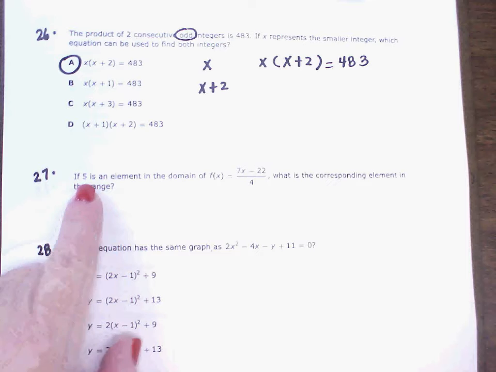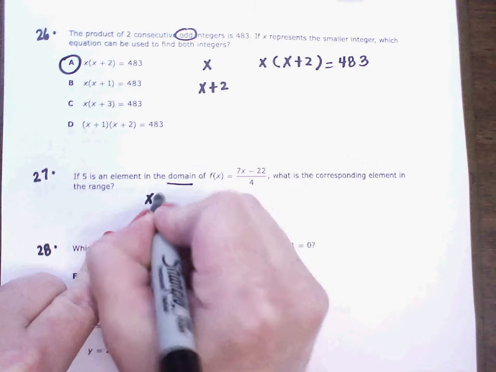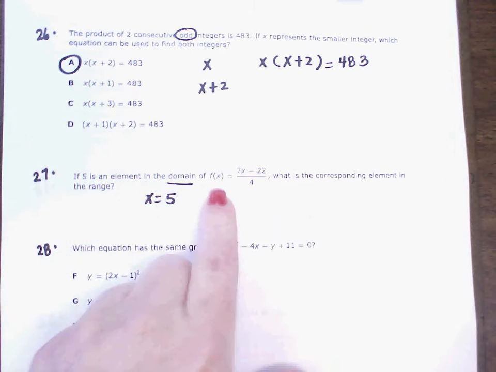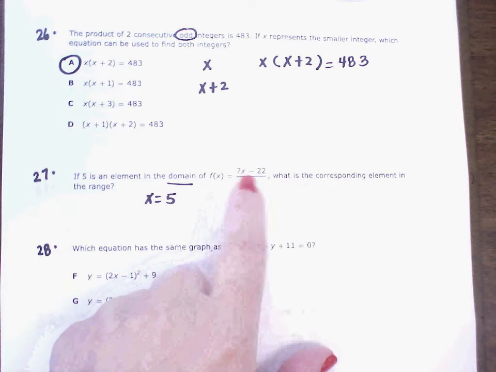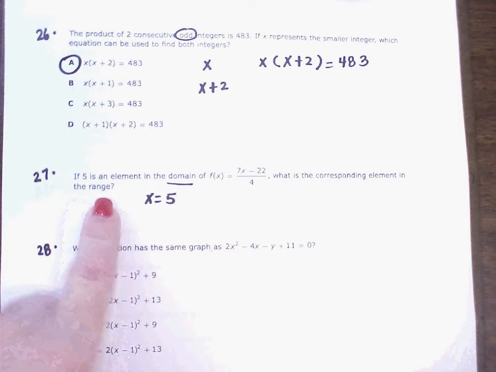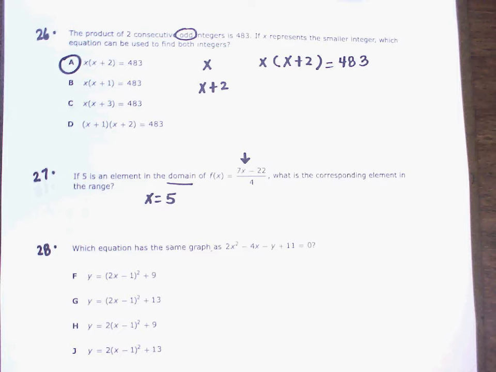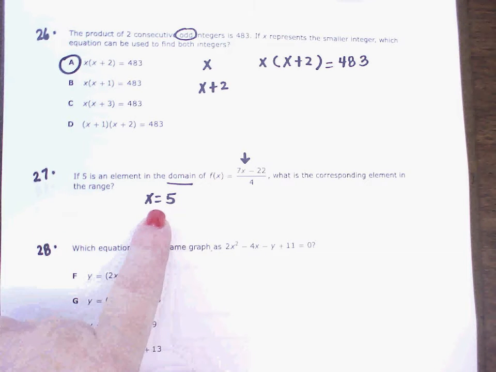What is the correspondent? I'm sorry. If 5 is an element of the domain, that means that x equals 5, of f of x equals 7x minus 22 divided by 4. What is the corresponding element on the range? So you can do two things. You can either plug it in over here, or you can go to y equal to, write that function down, and then go to the table and look at what it's paired up with that one.